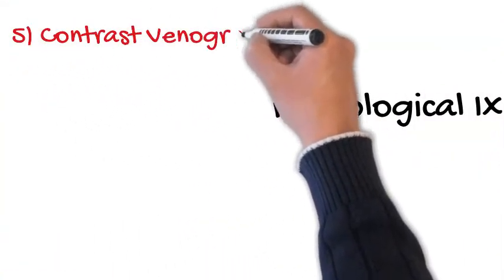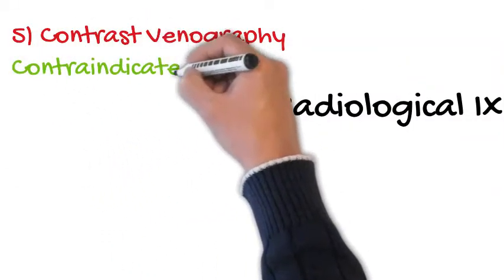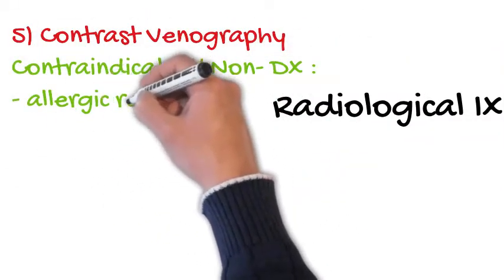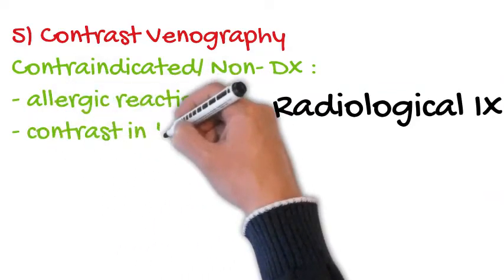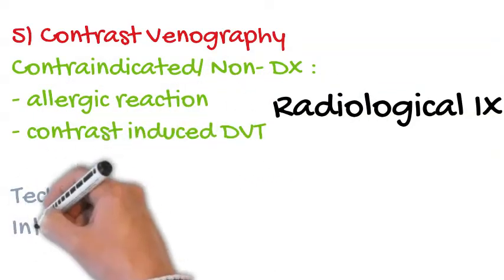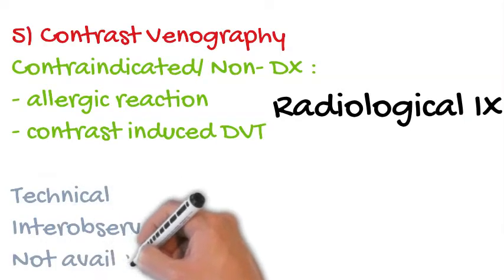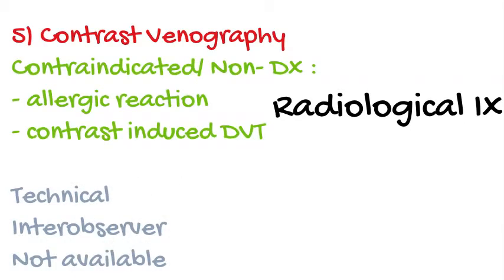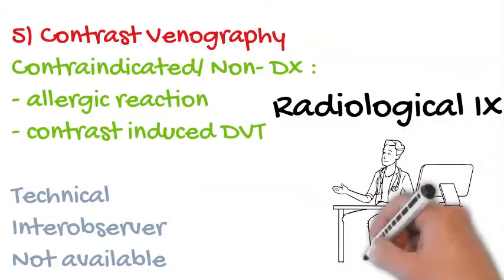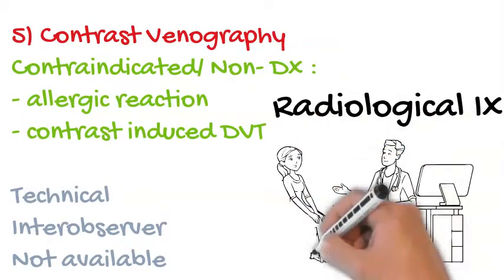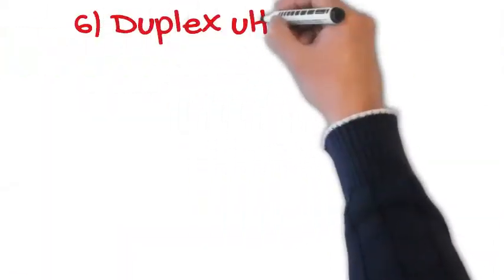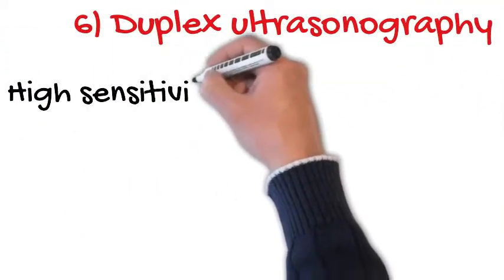necrosis. For radiological investigation, 5. Contrast venography is an invasive procedure. It is contraindicated or non-diagnostic in a patient who has an allergic reaction, contrast-induced DVT. The problem with contrast venography is that it has technical difficulties with inter-observer variability and is not readily available in certain centers. 6. Duplex ultrasonography.